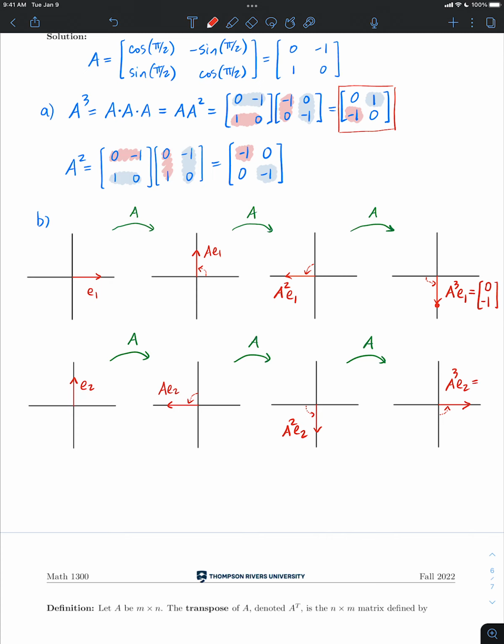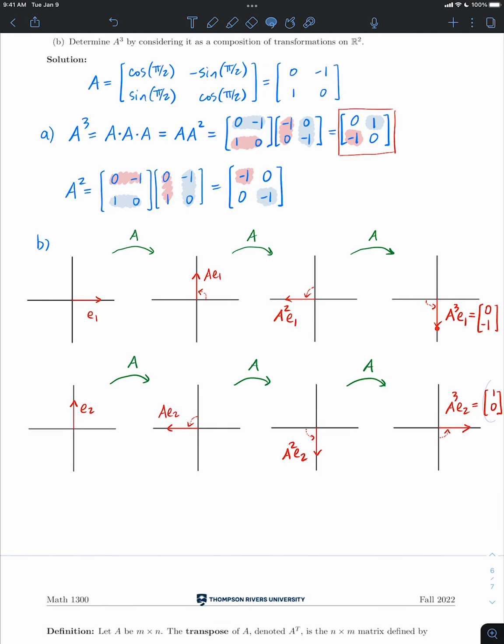And you can recognize this. If we think of it as starting here, although we actually started at E2, you're going all the way around to the base of the initial place that E1 was, if you didn't rotate E1. So you know the coordinates, it's going to be 1, 0. And hey, that's also kind of familiar. Look at that. A cubed E2 happens to be the second column of A cubed.